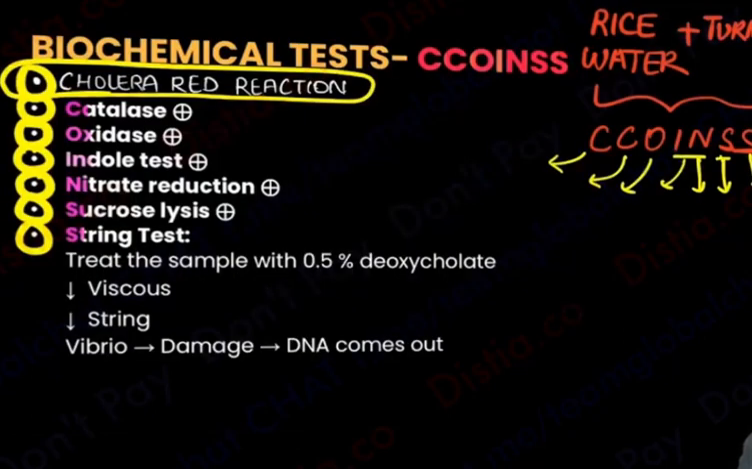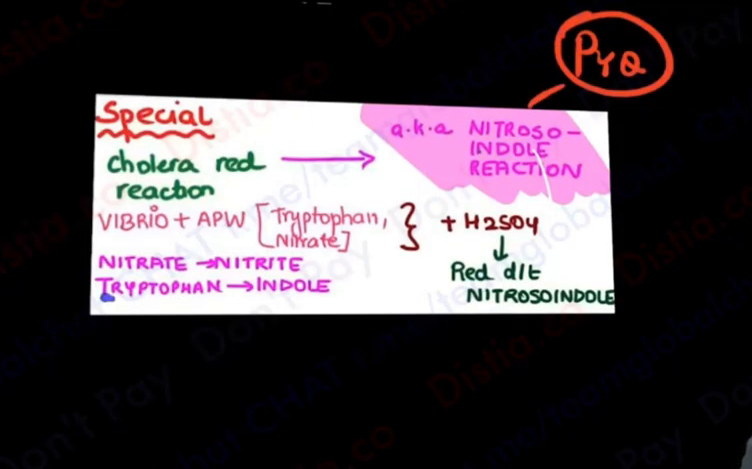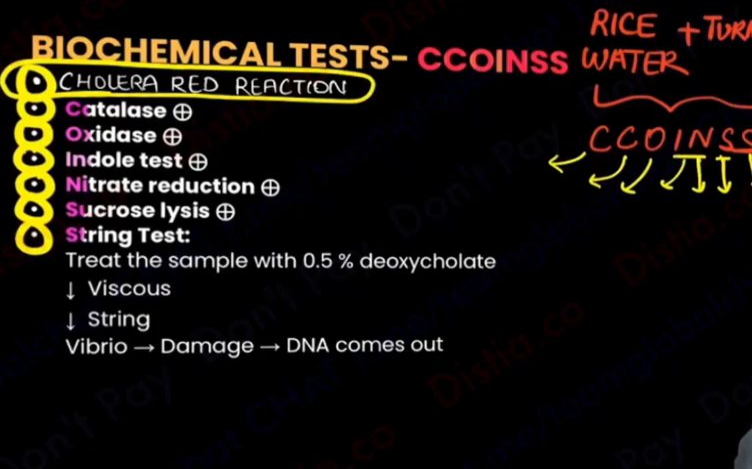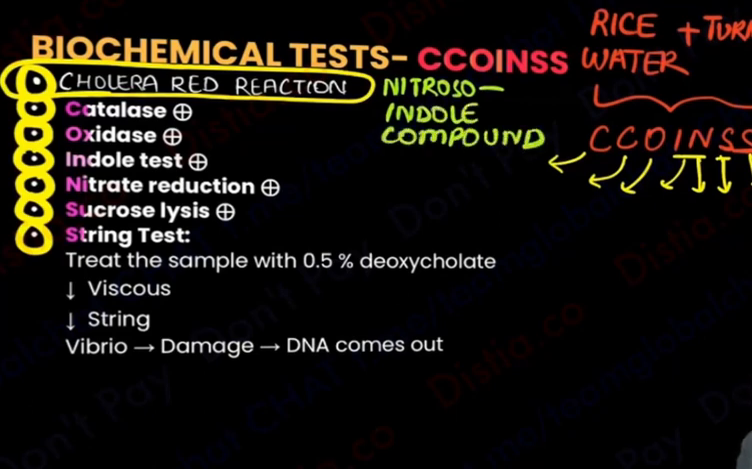Remember that in the COINS mnemonic you told me it shows nitrate reduction. Then you are also telling me that it tends to show indole test positive. So okay, it is going to form indole from tryptophan, and from nitrate it is going to form nitrite. So basically what has occurred? You have formed a nitroso-indole reaction. You add sulfuric acid, you will get a red color. That is what the cholera red reaction is. So simple, the question will be, cholera red reaction is because of which compound? It is because of a nitroso-indole compound. That is cholera red reaction.